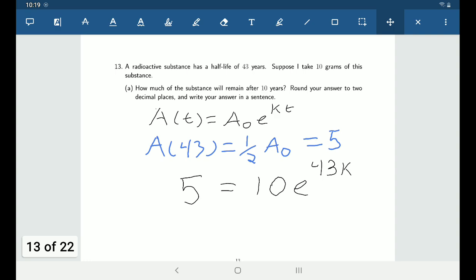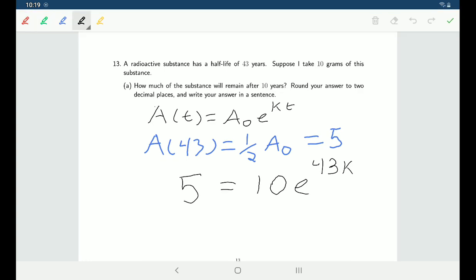Here's a nice little one. We've got the radioactive half-life sort of question. So this has a half-life of 43 years, and we take 10 grams of the substance. So first thing I begin with always is, what is my equation? And so here the amount at time t is my initial amount times e to the k times t.